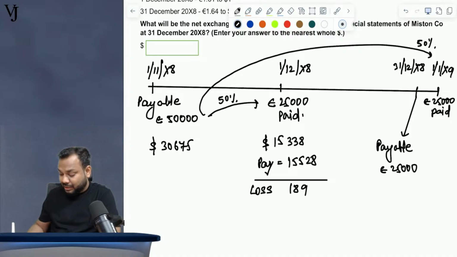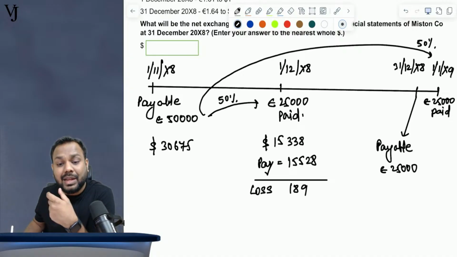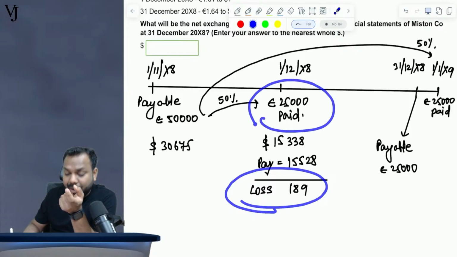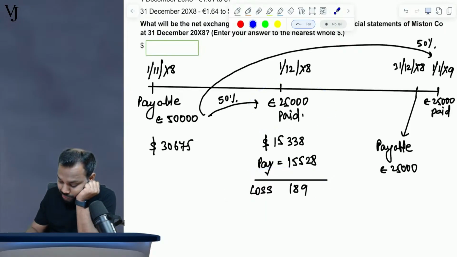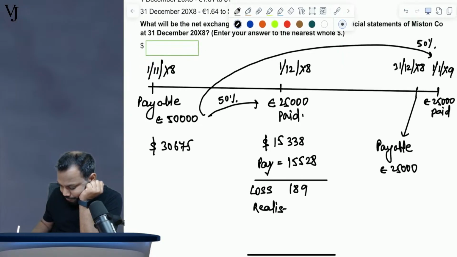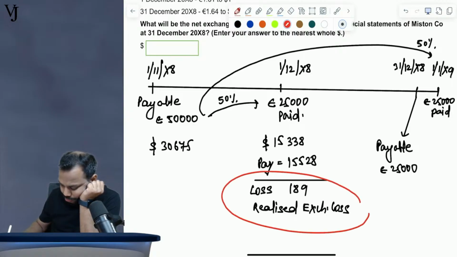Now understand, this loss is a realized loss. Why? Because we are getting this loss on the payment. It is a realized exchange loss, and it will go to P&L.